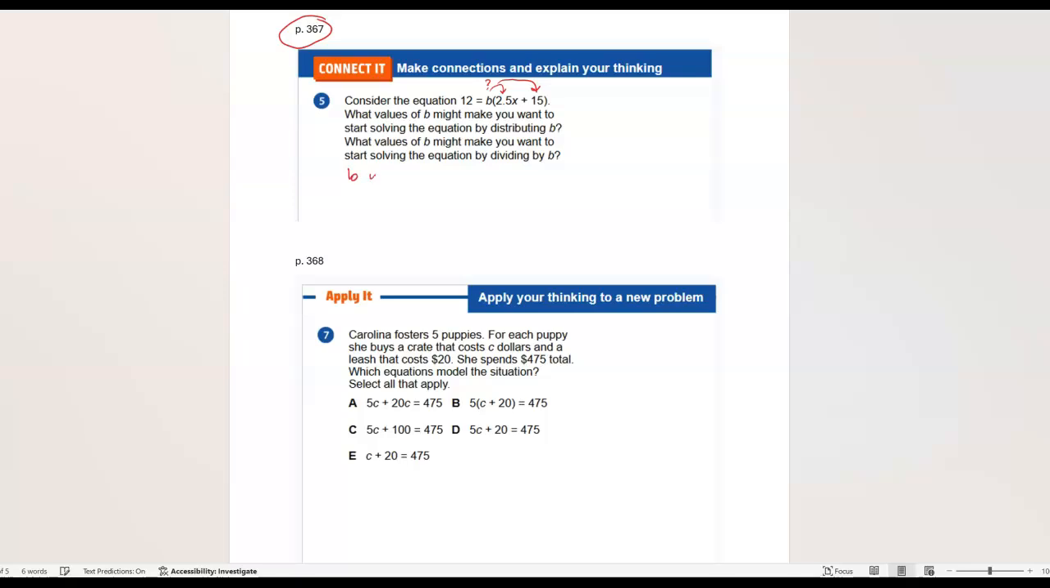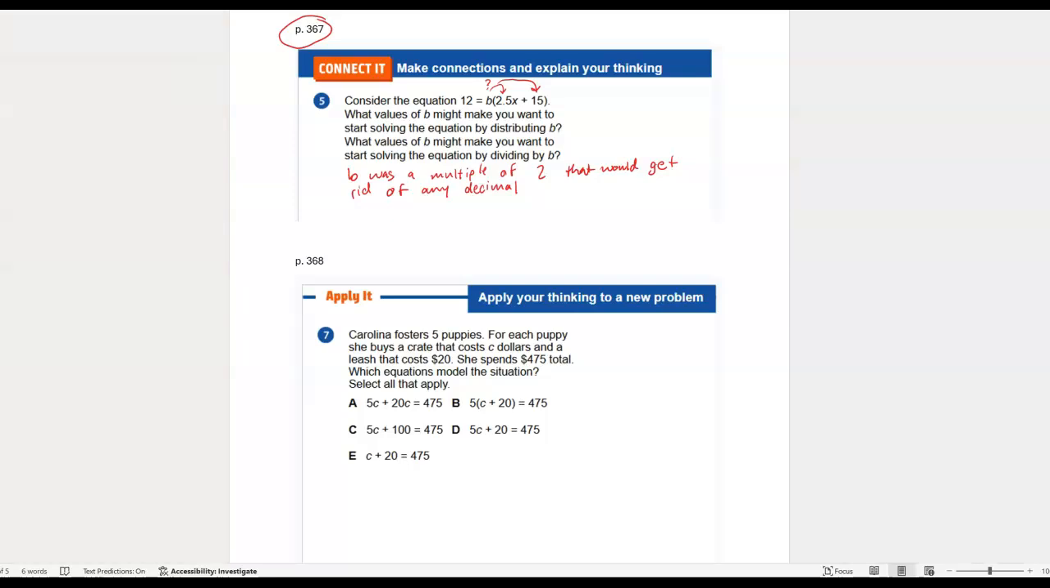Well, if B was a multiple of 2, like 2, 4, 6, 8, 10, right? That would get rid of any decimal. Like 2 times 2.5 would just give us 5. 4 times 2.5 would just give us 10.